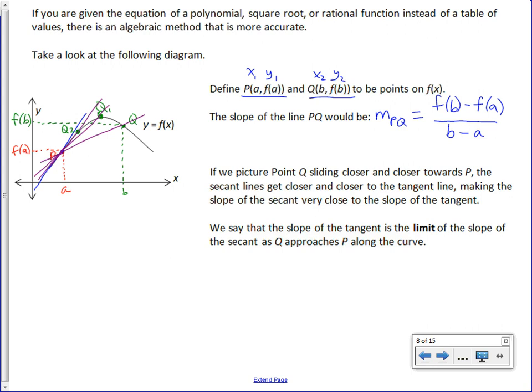Okay? So when we get this behavior of approaching a value, we use this notation of a limit. So we say the slope of the tangent is the limit of the slope of the secant as Q approaches P along the curve. As Q gets closer and closer to P, the secants get closer and closer to the tangent, and therefore the slope of the secant gets closer and closer to the slope of the tangent. Okay.